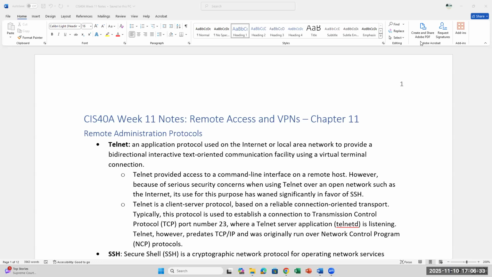Okay, so this week, we're going to focus on remote access and virtual private networks. I'm going to have one more lab for you next week. We're going to work on RRAS and VPN on the Windows Server side. Today, you're going to experience how to configure a virtual private network on an actual appliance.